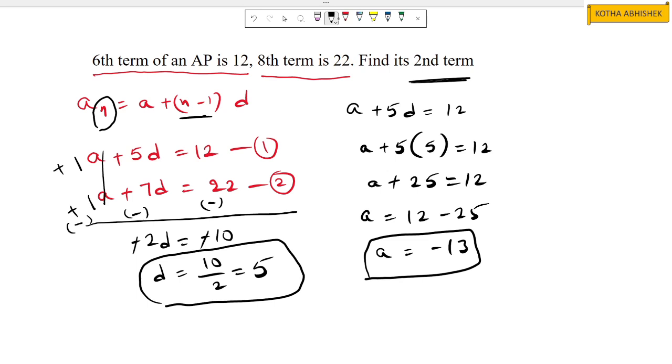So the second term formula is a plus 2 minus 1, that is 1, so a plus 1d. The a value we got as minus 13, plus 1d, where d is 5. Minus 13 plus 5 is minus 8. So the second term is minus 8.